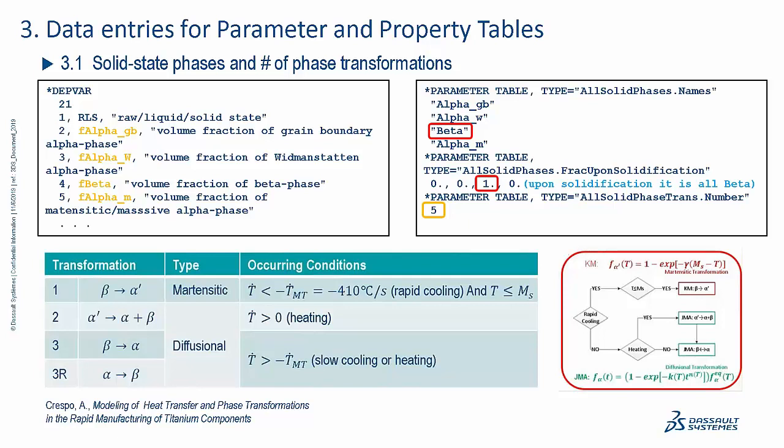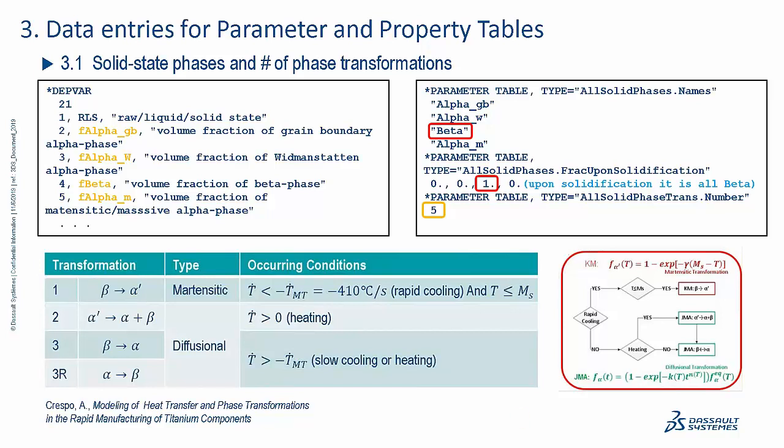The microstructure framework requires us to provide some data as input. For example, on the top right, we specify 4 solid-state phases for Ti-6Al-4V. They are beta, alpha M, alpha W, and alpha GB. During the solidification, the material is considered to be fully beta phase. So we put a 0, 0, 0, 1, where 1 indicates the beta. So it's a fully beta phase during the solidification. Similarly, in the case of a steel 5140 alloy, you can put the austenite phase here, because this steel alloy is considered to be fully austenite upon solidification.